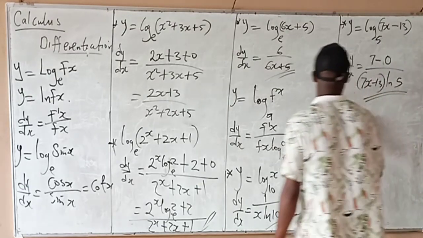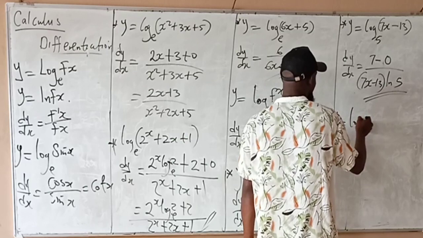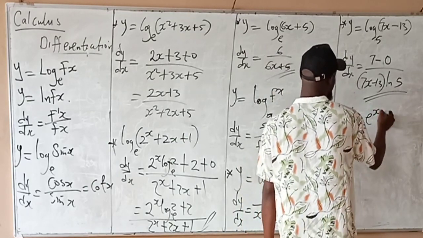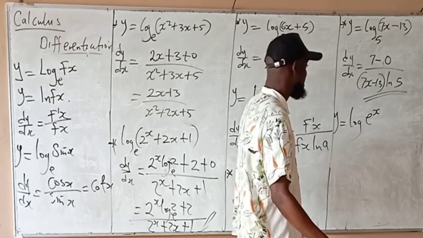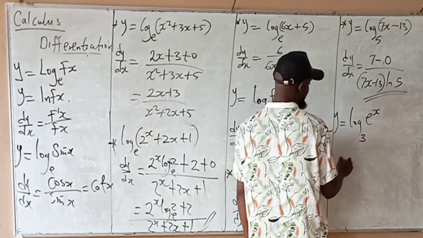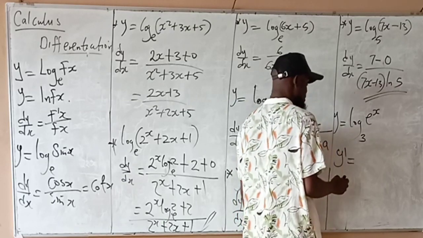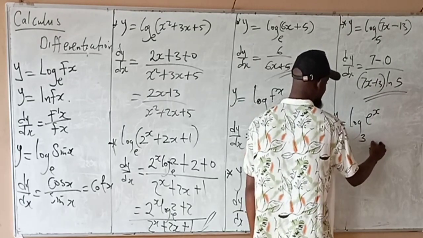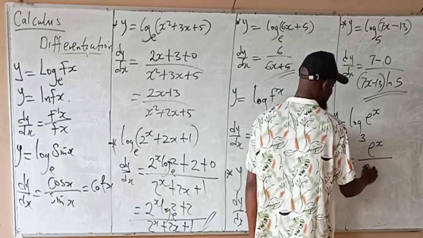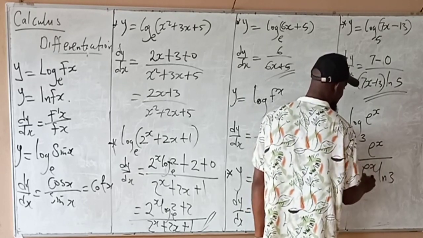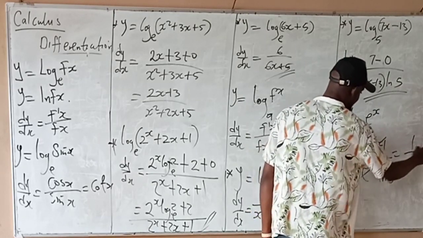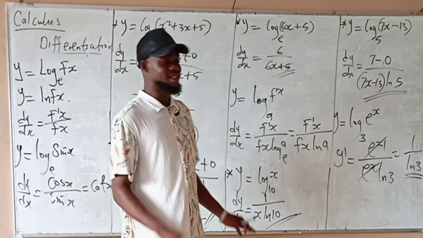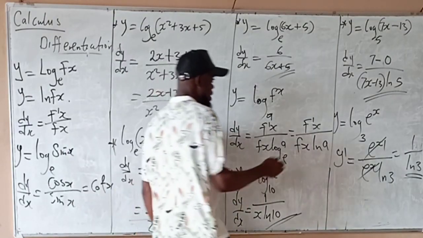So let's say we have y is equals to log of exponential x to base 3. What's the derivative of this? This will become what? Differentiate exponential x, it is going to be exponential x over that same exponential x times ln 3. This will cancel this. That will be 1 over ln 3. Answer. This is mathematics. So you go and try this one.